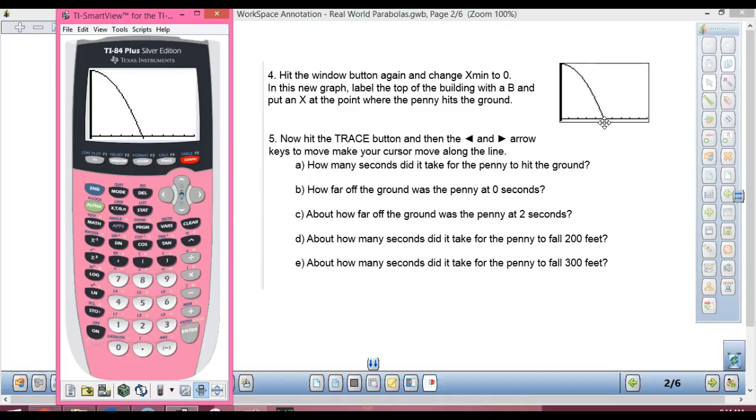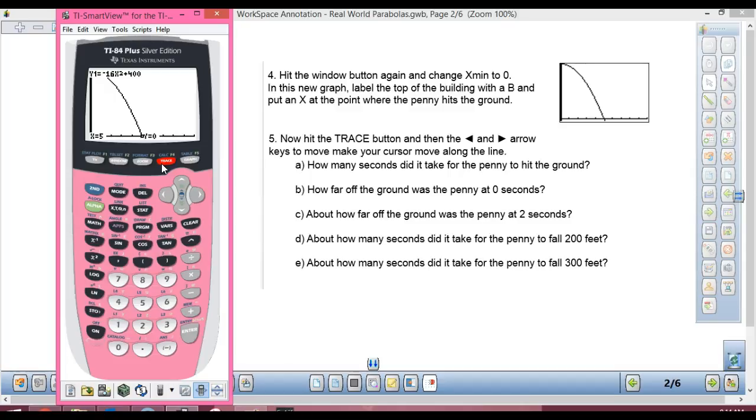All right, so now it's got us using the trace key. When we use trace, okay, we only use the side-to-side arrows. Okay, so trace, is that this button? I can't read them. Or is it this button? This one? So it's next to graph.